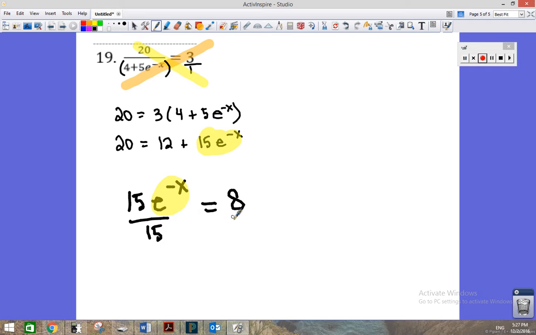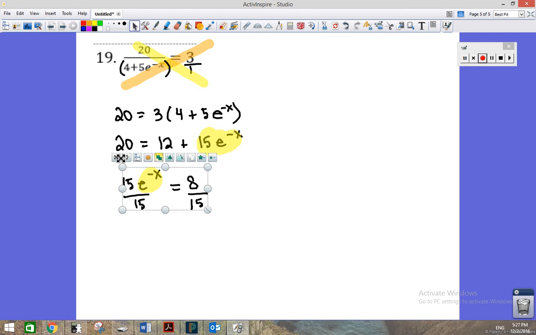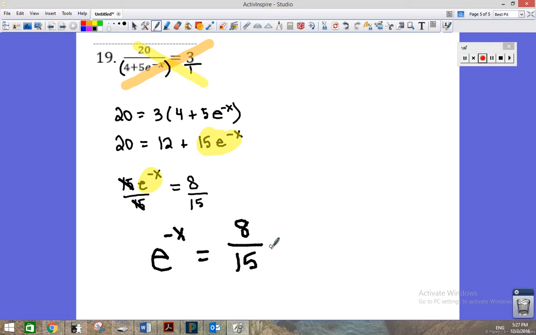And unfortunately, I'm just going to have a fraction. I just leave this as 8 over 15. I can't even reduce it. But on the left-hand side, 15 divided by 15 is 1. So I have e raised to the negative x is equal to 8 over 15. And I've gone as far as I can go with properties of equality to get this by itself. I now need to take the natural log of each side and use properties of logarithms, specifically the power rule, to bring this exponent down as a multiplier.